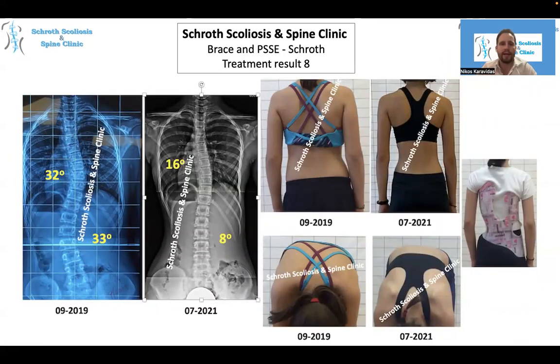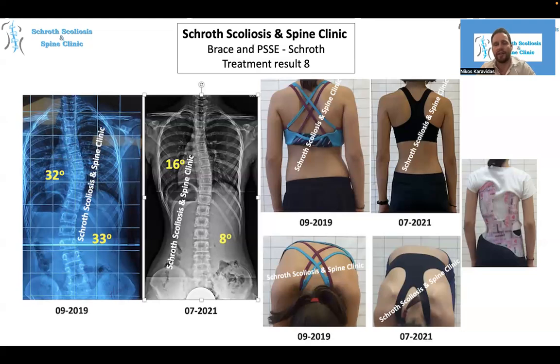And lastly, I would like to share with you some of the results that we have in our clinic with a combination of brace and scoliosis-specific exercises, the Schroth method, with the PSSE-Schroth technique. So in our clinic, what I personally do is, when a patient has a brace indication, I refer the patient to my orthotist, and I give all the proper recommendations for the brace design. This is something that I typically do for every patient in my clinic.